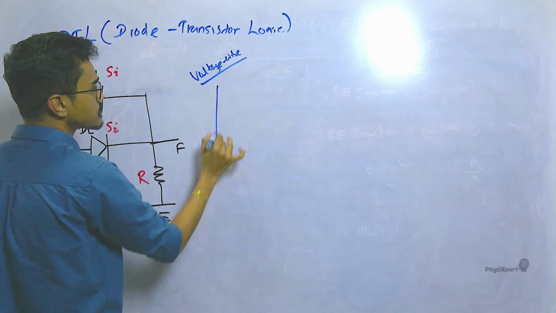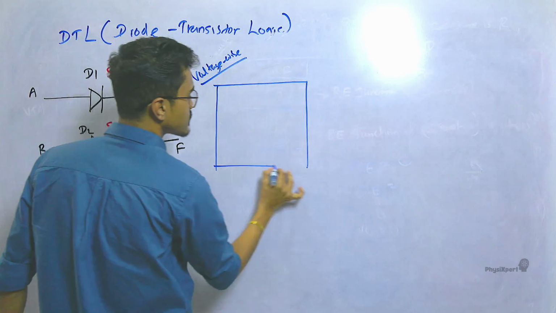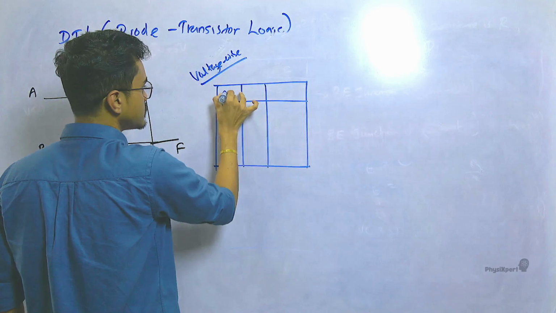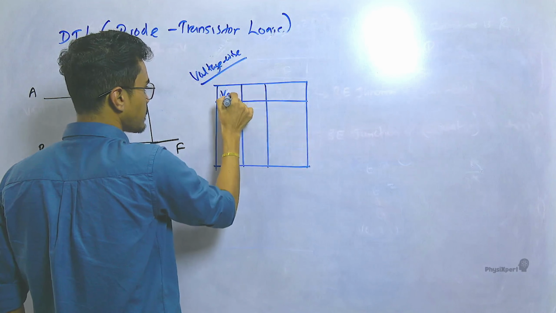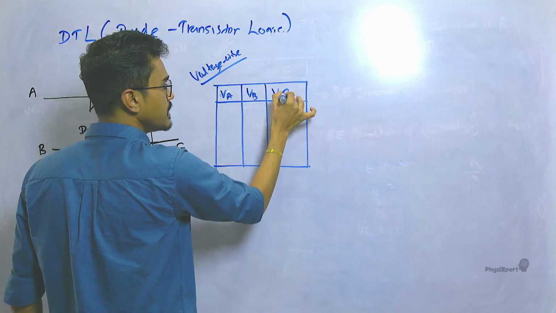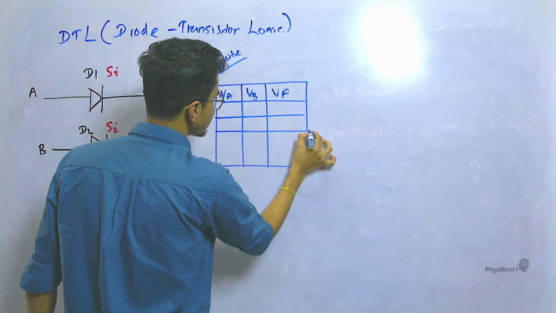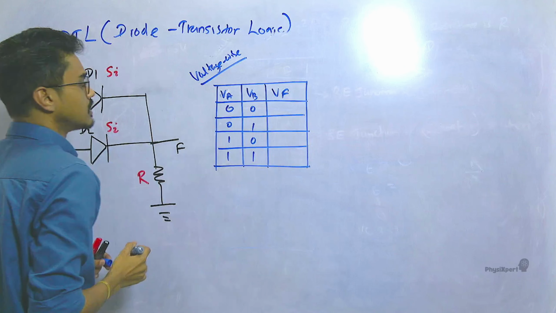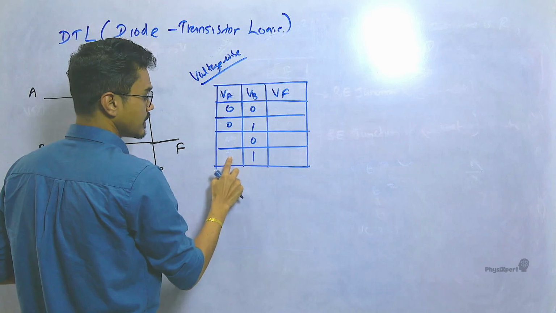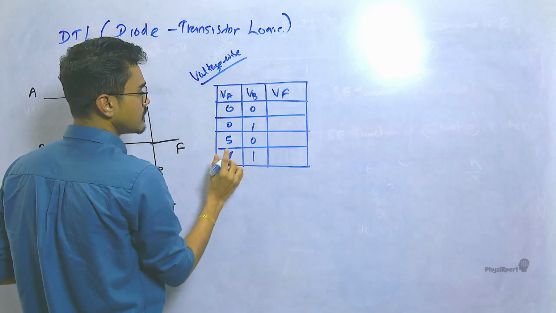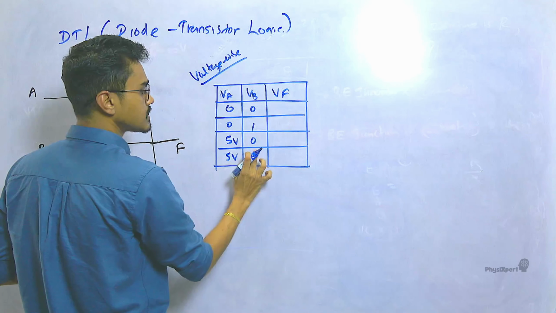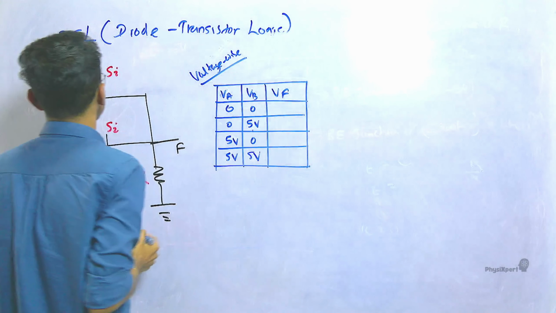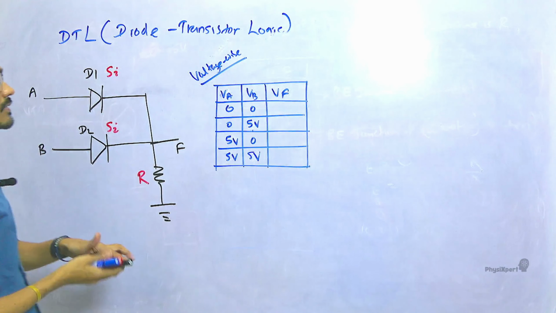Now, we have two inputs, A and B, and output F. Then let's say VA, VB, and VF. We have four possibilities like this: 0, 0, 1, 1 and 0, 1, 0, 1, voltage wise, sorry. Then 0 volts, 0 volts, 5 volts, 5 volts. See what happens now when both are 0.